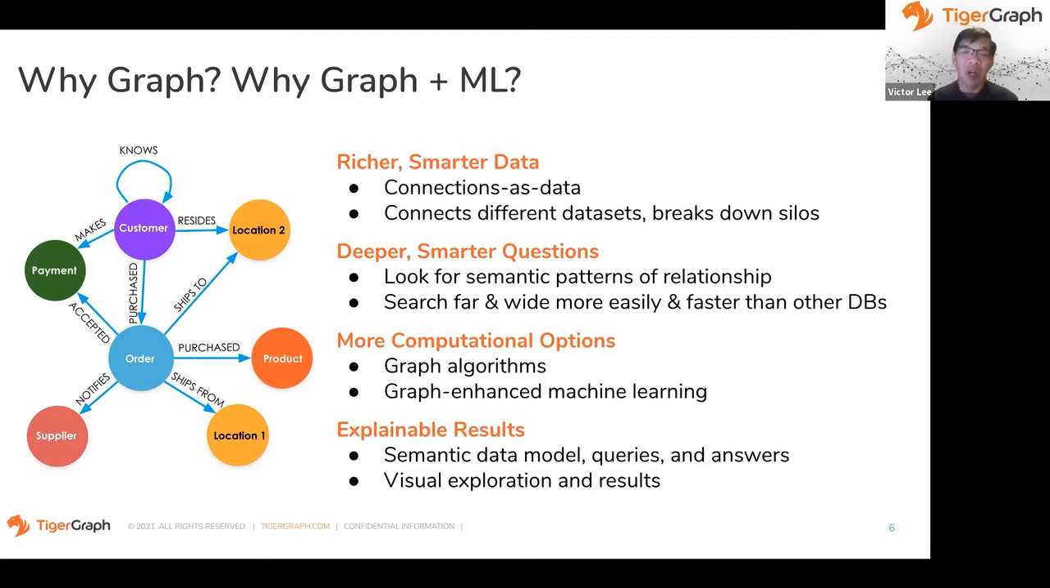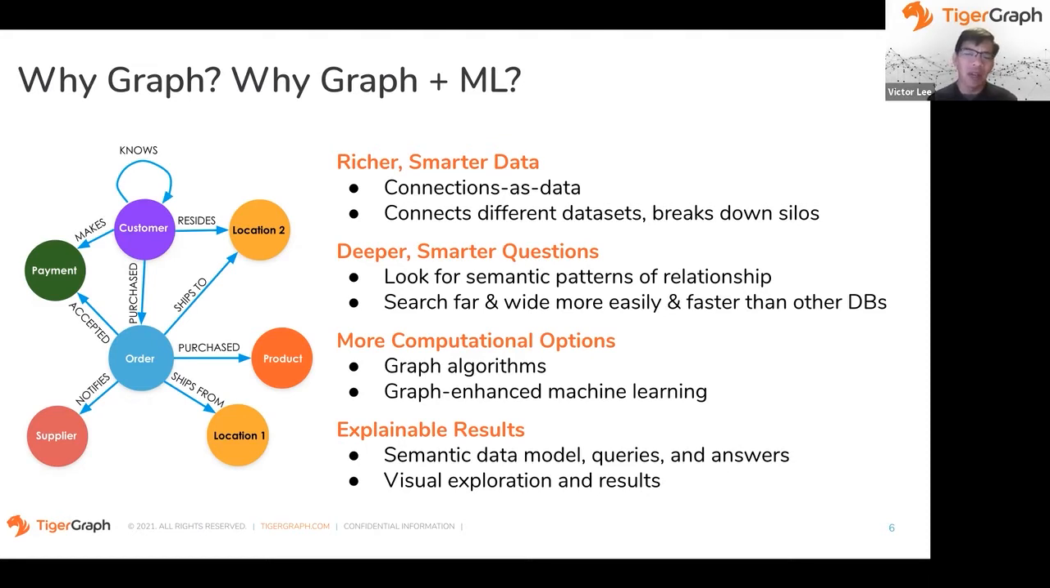Next, you have more computational options. You have all the computational analytical techniques you had before with traditional tabular data. On top of that, you have graph algorithms and graph-enhanced machine learning. And lastly, as we'll show you later, you can get explainable results. Some of the modern techniques, deep learning, are great. They produce wonderful, exciting models, but they're a little obscure. They're often unable to explain why they made that decision.